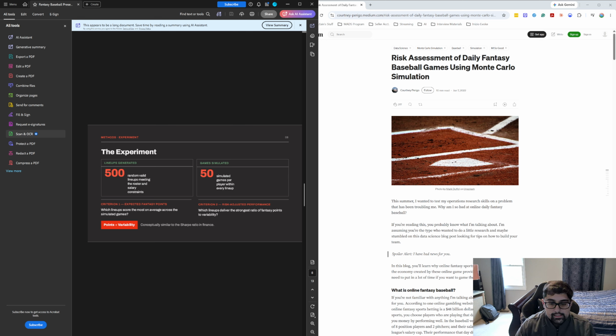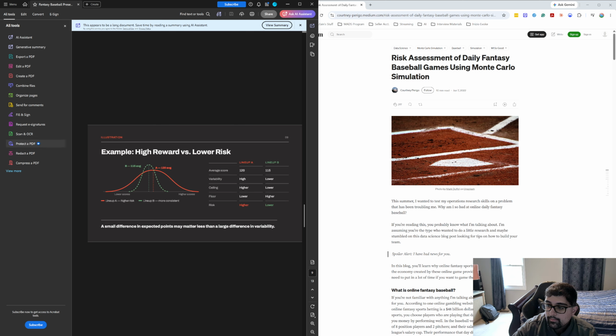So basically, once he completed his analysis of the hitter and pitcher simulations, he moved on from individual players to full lineups. He used a total of 500 valid lineups over a simulation of 50 games. And he was basically trying to answer the two questions on the slide: which lineups score the most on average across simulated games, and which lineups deliver the strongest ratio of fantasy points to variability.